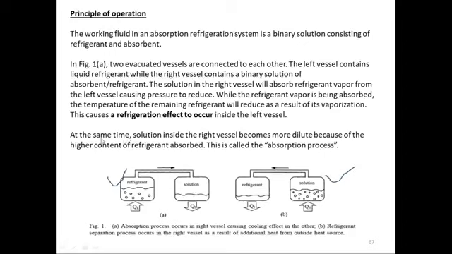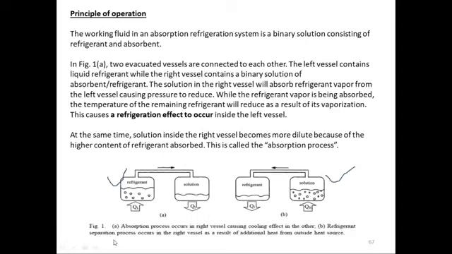At the same time, the solution inside the right vessel becomes more dilute because of the higher content of the refrigerant absorbed. This is called the absorption process. So A is the absorption process, which occurs in the right vessel, causing a cooling effect in the other. The right vessel is absorbing, and the left vessel is producing the cooling effect.